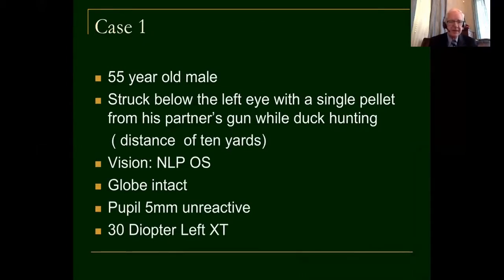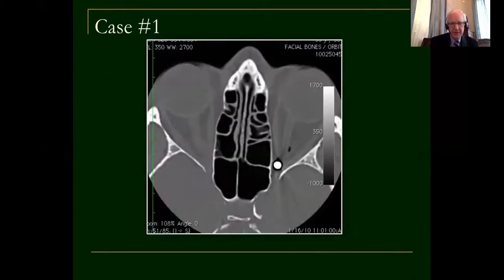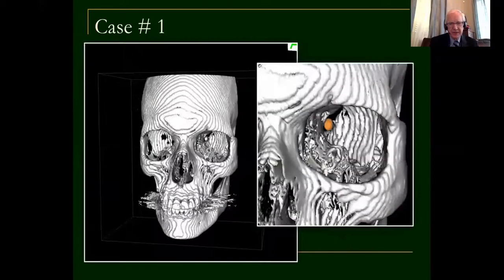So let's go back to our case one. Case one, the 55-year-old male struck low of the eye, had the pellet. You saw the pellet, and here we go. Here it is. It's pellets in there. There it is, right back in the optic nerve. He's no light perception. It happened right at the time.